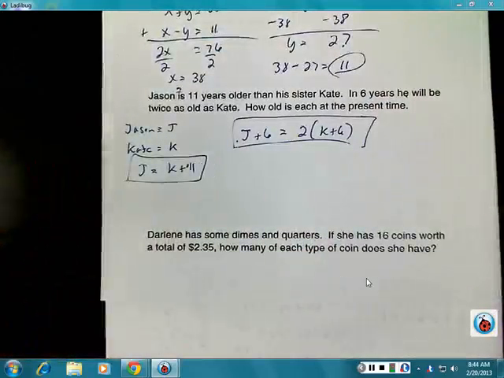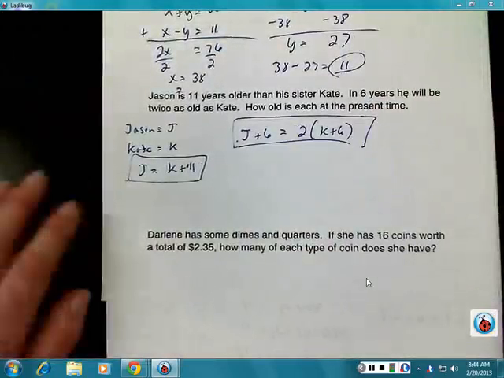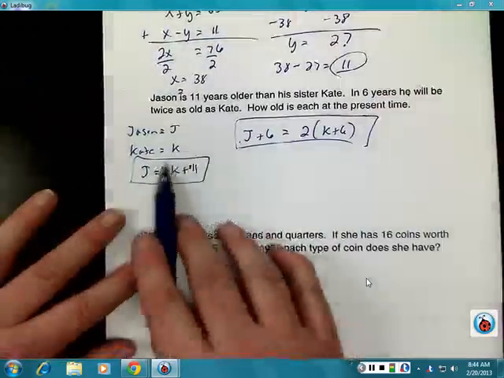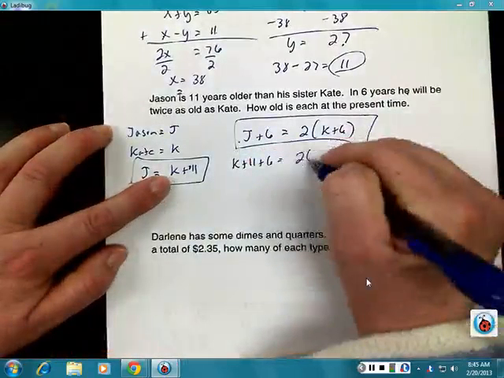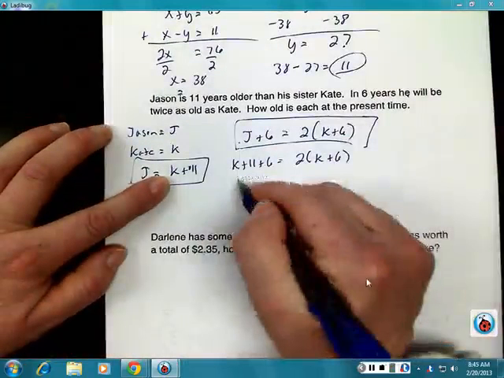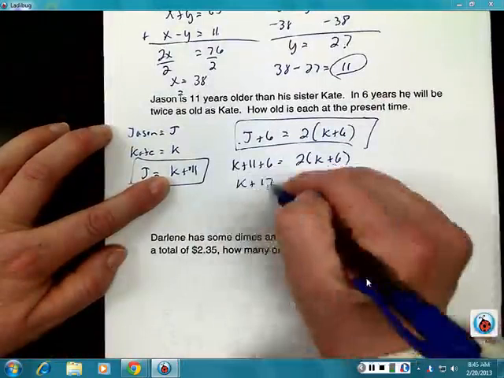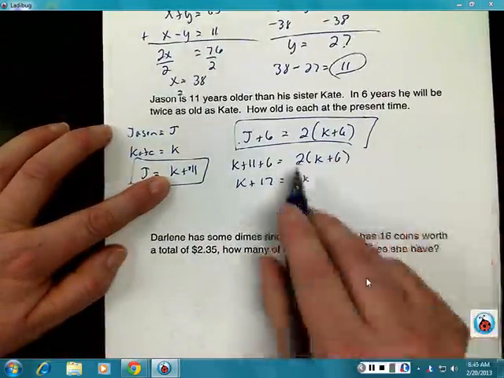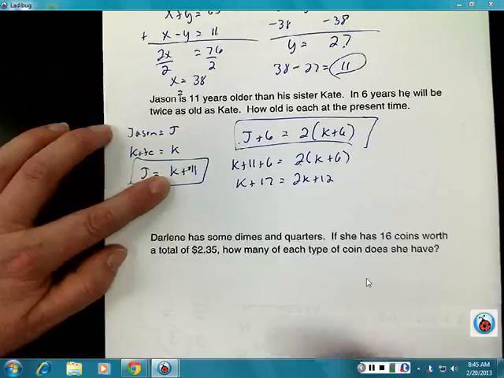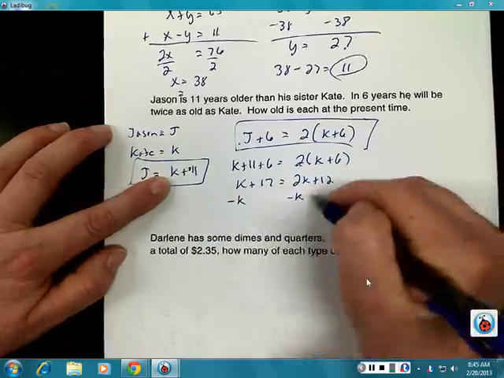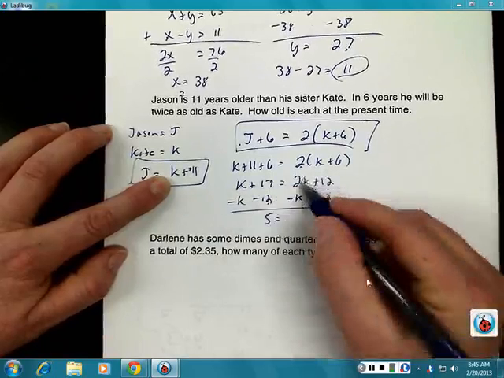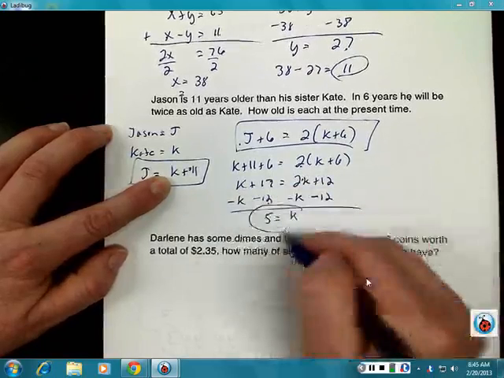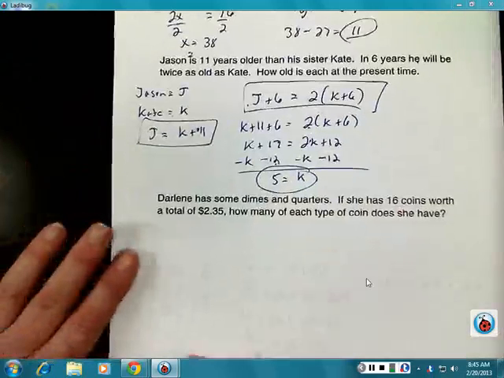So what method do you want to use to solve it? Substitution? What makes you think substitution? You already have J. Yep, so substitution. So I'm going to put K plus 11 plus 6 equals 2K plus 6. So K plus 11 plus 6 is 17. 2 times K is 2K. 2 times 6 is 12. Get my K's all together and my numbers all together. So we find 17 take away 12 is 5, and 2K minus K is K. So Kate is 5 years old. How old is Jason?